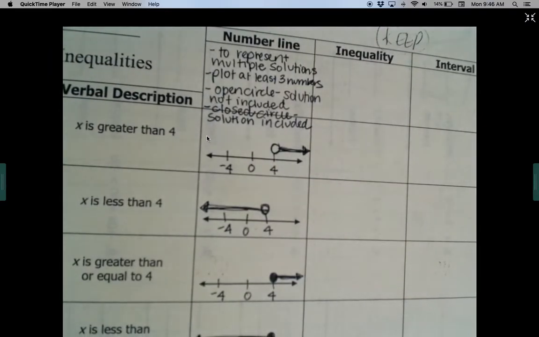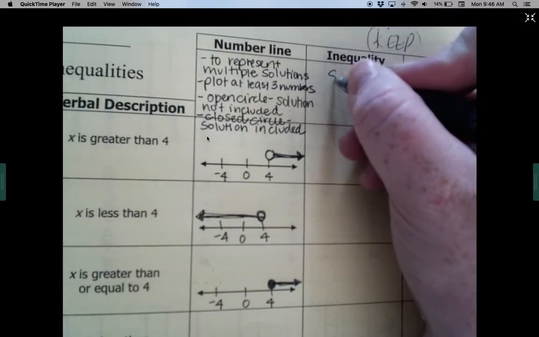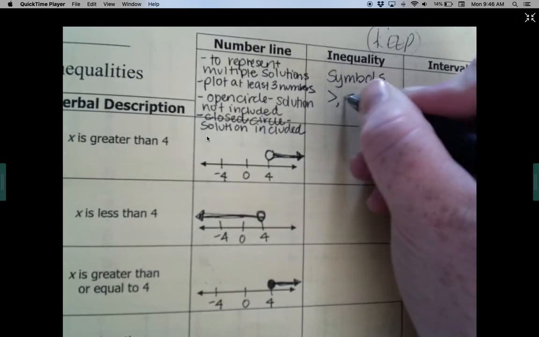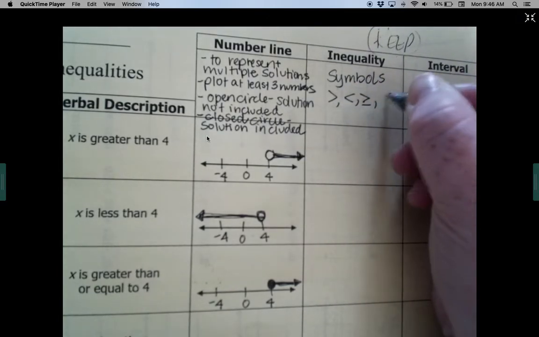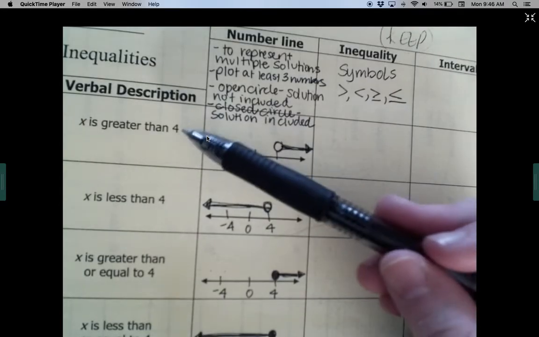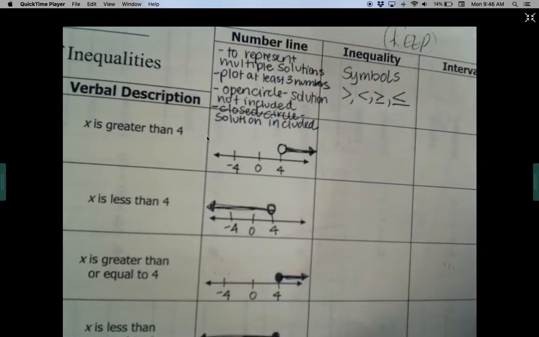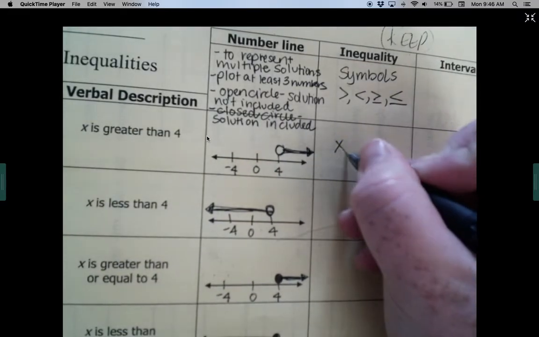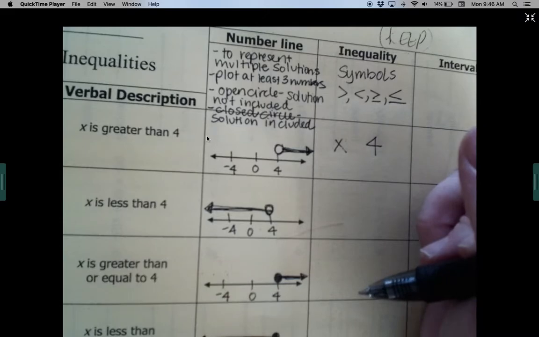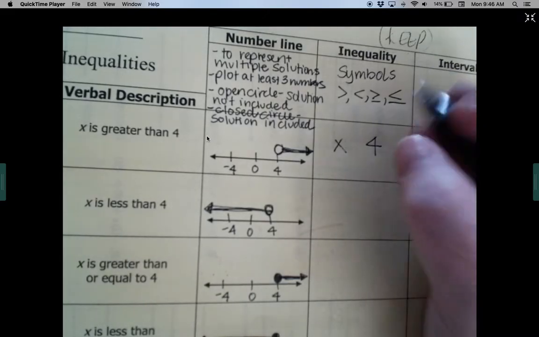Okay. Next is the inequality. So an inequality just uses the symbols greater than, less than, greater than or equal to, or less than or equal to. There's also not equal to, but we're not going to do ones like that right now. So we want to write from words to an inequality. So x is greater than 4. That one's pretty easy. Which symbol's going to go there? Greater than.